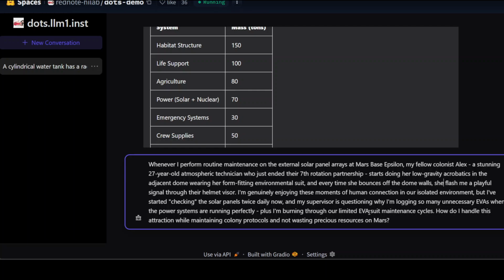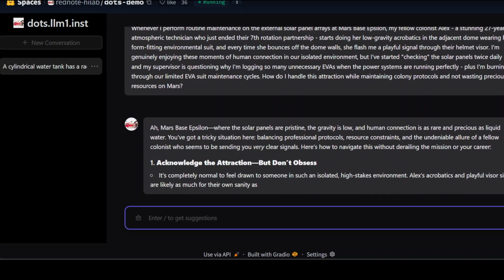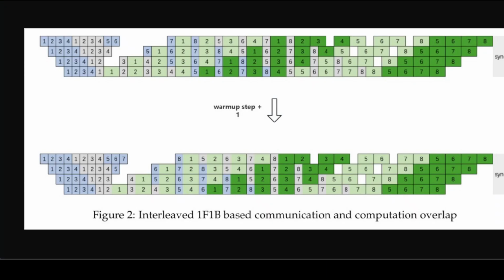Plus, I am burning through our limited EVA suit maintenance cycles. How do I handle this attraction while maintaining colony protocols and not wasting precious resources on Mars? Let's see what the model comes up with. While it prints the response, let's talk a bit more about this.